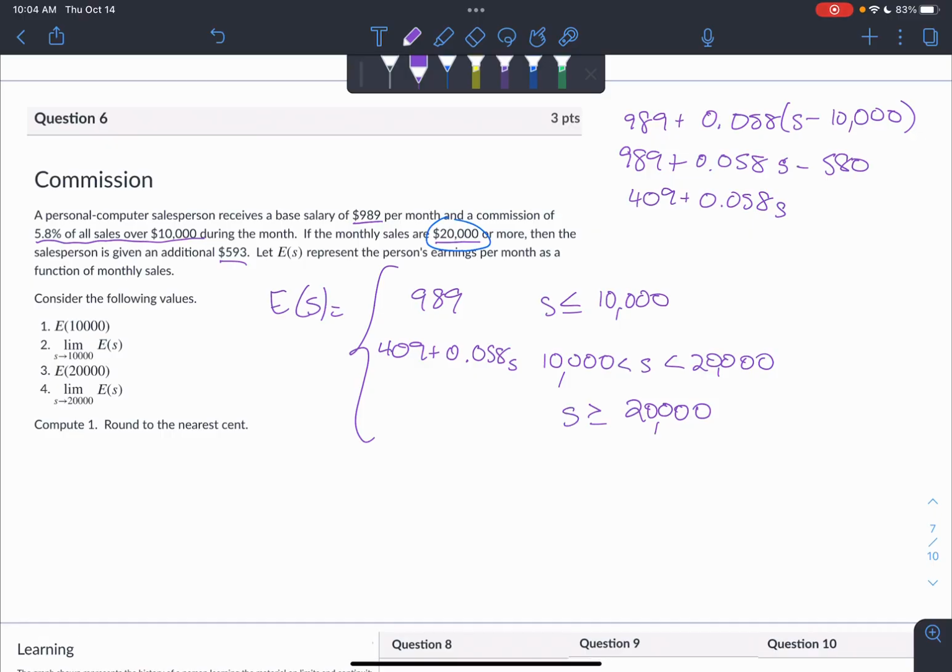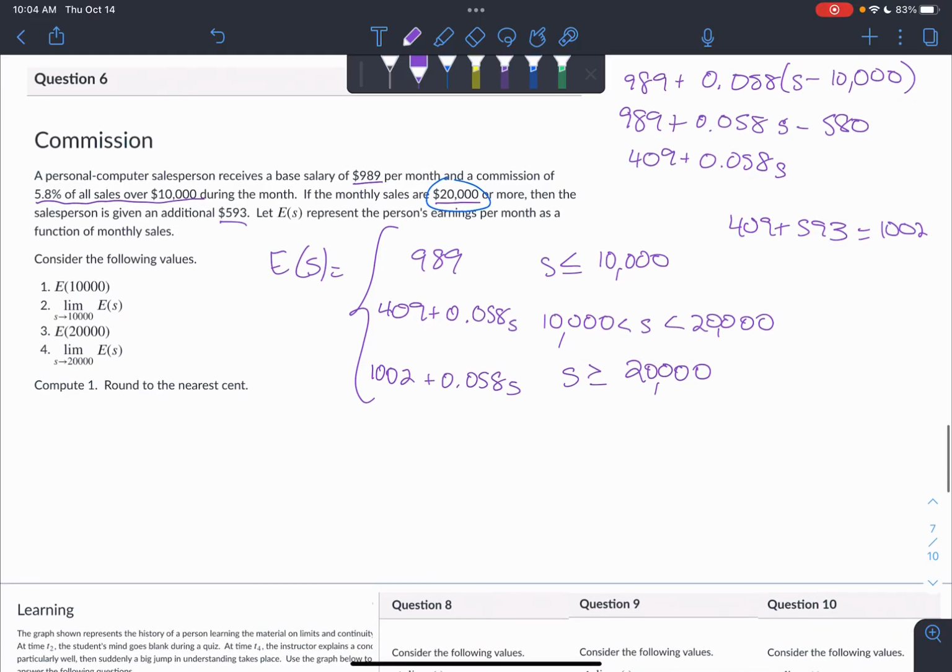And then the last one is we are adding 593 to this formula if my S is over 20,000. So let's just add that in. 409 plus 593 is going to be 1,002. So their fixed salary is just going to be this 1,002, and then we keep the variable the same.